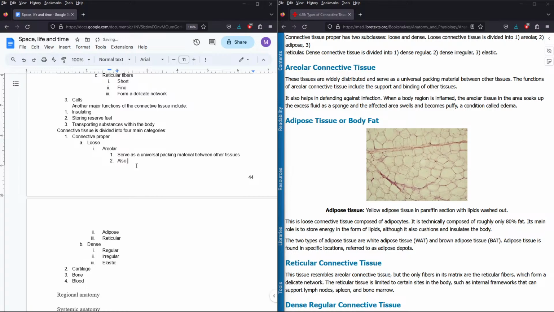Also help by supporting and binding of other tissues. Good enough. And then we have that bit, which I really like. So help against infection.